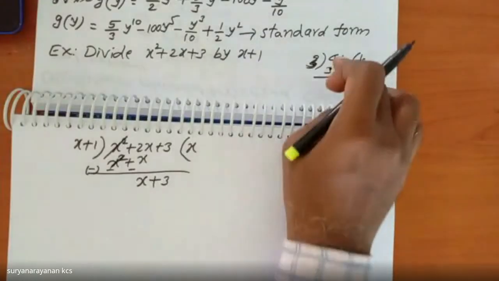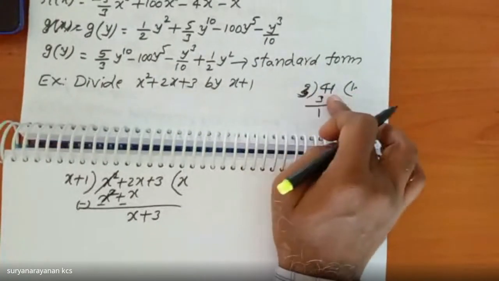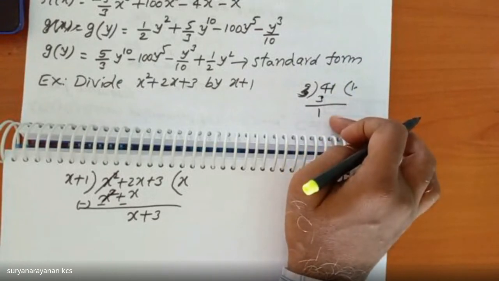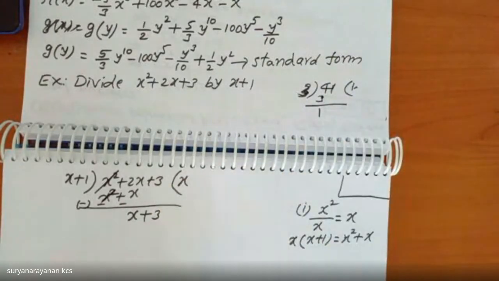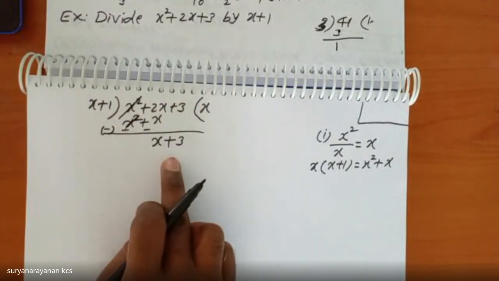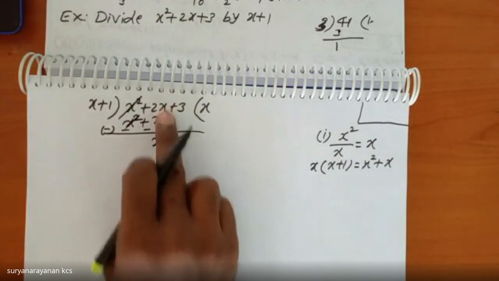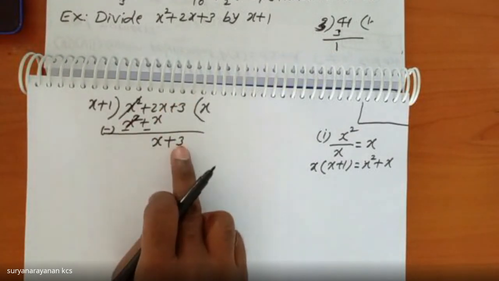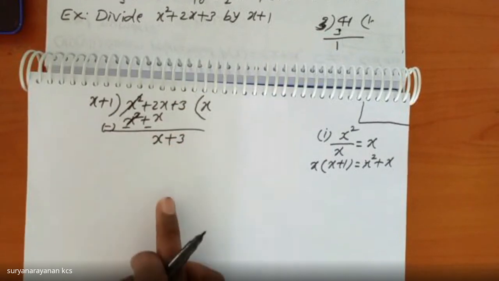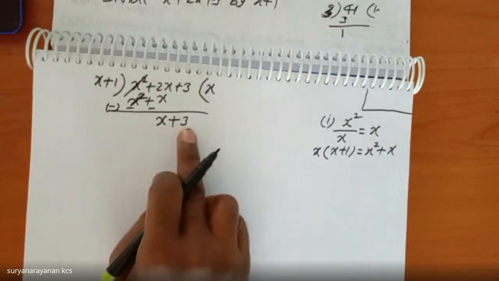In the place of digits in the number system, we carry down the digits in the division. Yes or no? Similarly, in the case of polynomials, we carry down the next term, not the next digit. Carry down the next term, that is plus 3. So this is x plus 3.